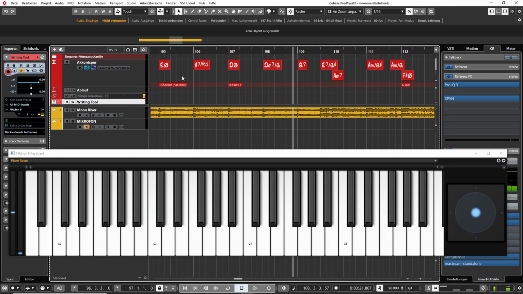Then you have not A7, but again A7 flat 5, again to create tension. Then you have not D minor 7, but D minor 7 with flat 5. And then you have a G7 sus derivative.